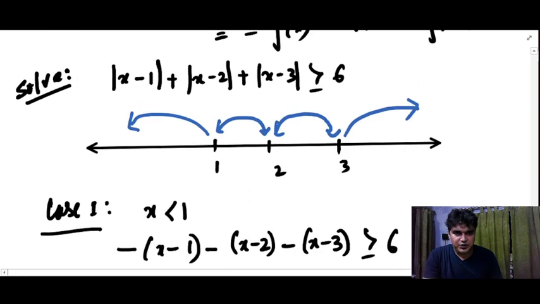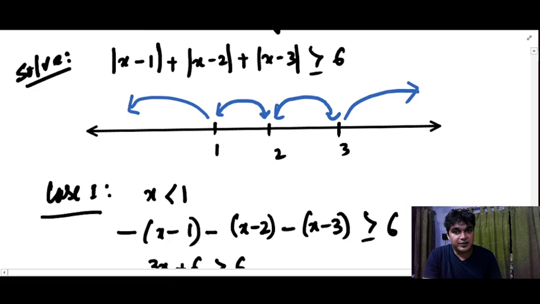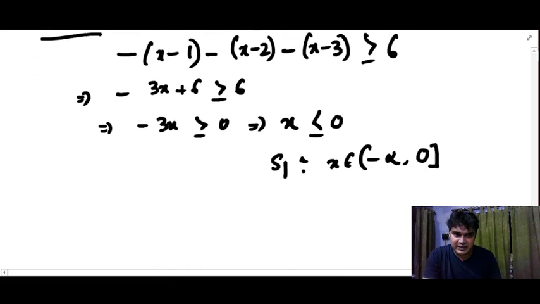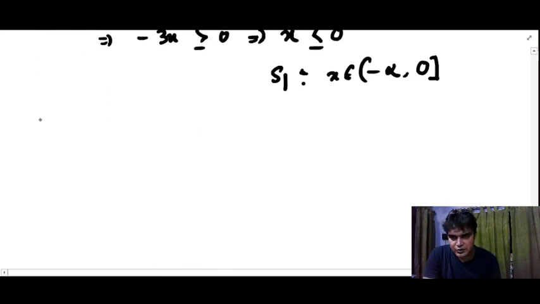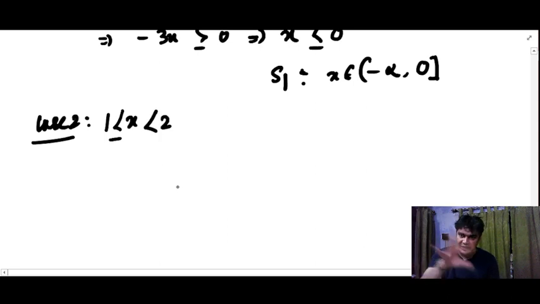The next case, which interval will we take? We'll take x is greater than or equal to 1 and x is less than 2. Okay. So case 2 is x is greater than or equal to 1 and x is less than 2.